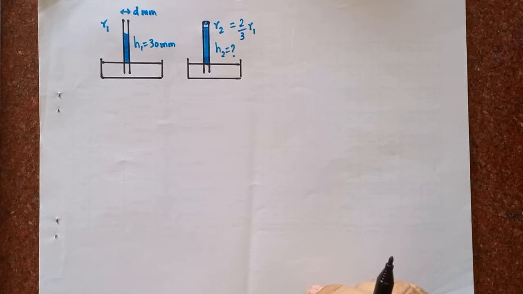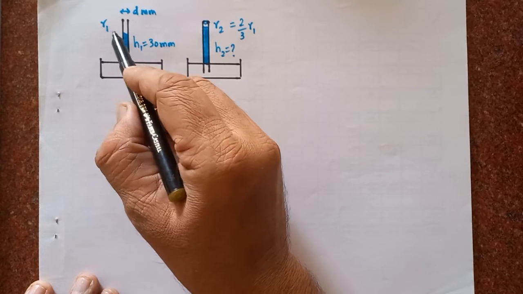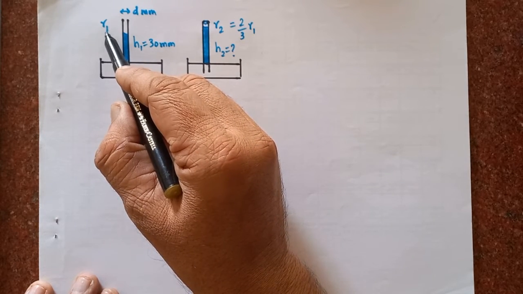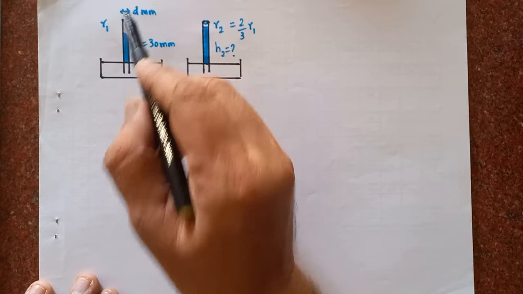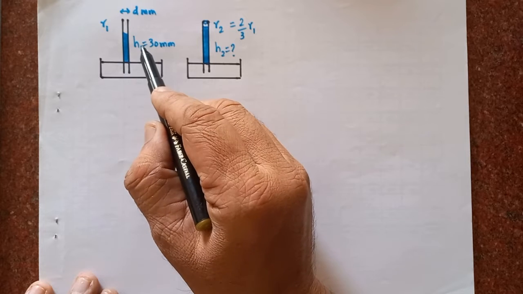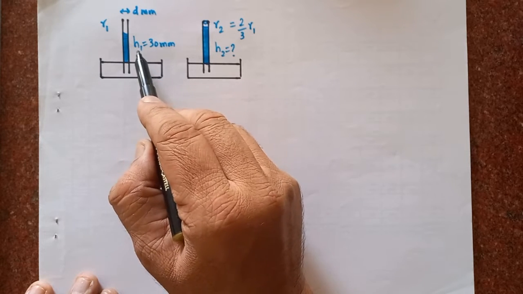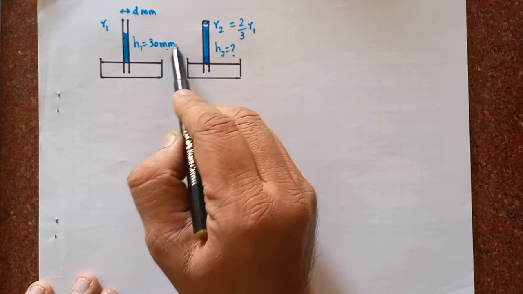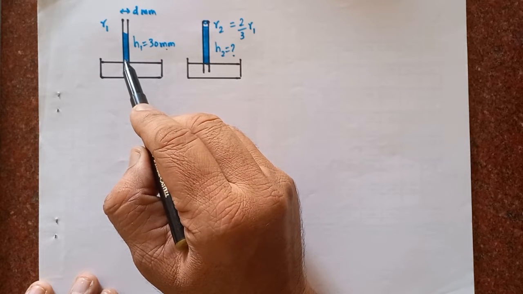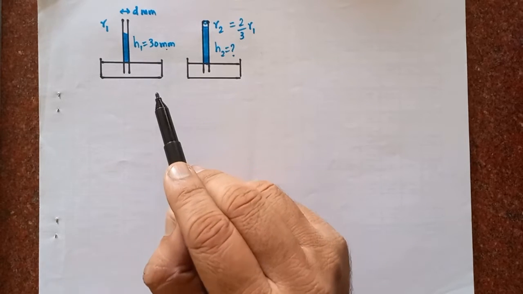Now we are going to solve the first problem in chapter 7, that is in properties of matter. Here two capillary tubes are given. The radius of the first capillary tube is R1, but its diameter is mentioned as D. When the capillary tube is dipped in water, that is in the liquid, the height of the liquid column is H1 is equal to 30 millimeter. The liquid is raised up to a height of 30 millimeter in the first case.